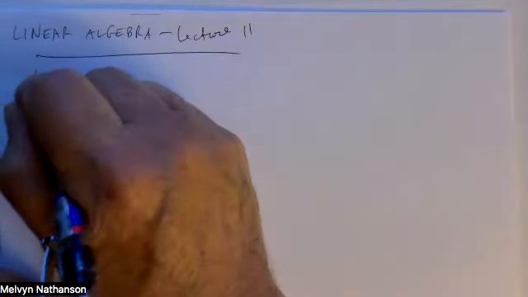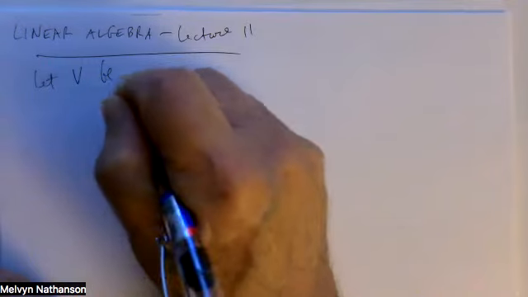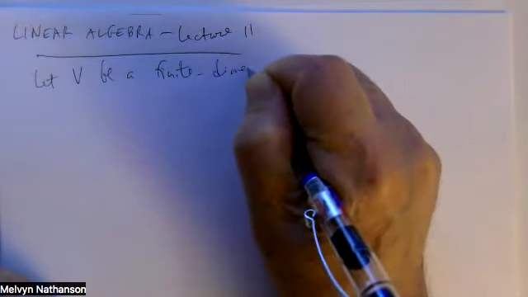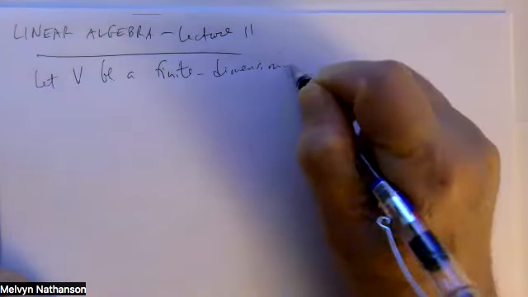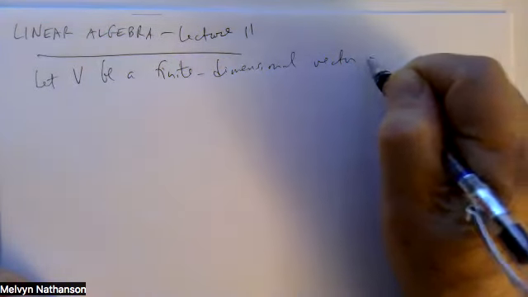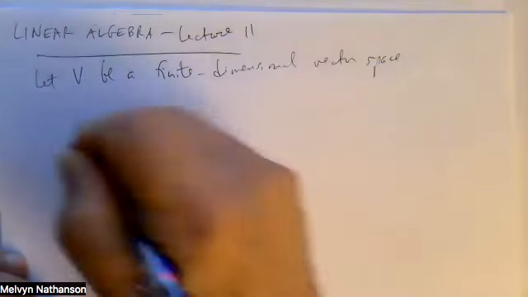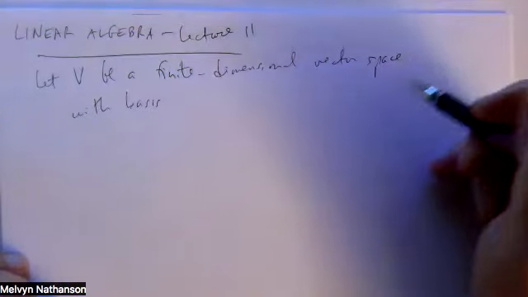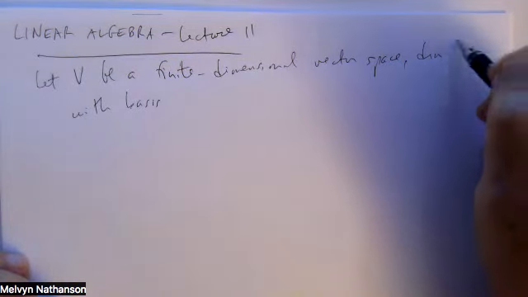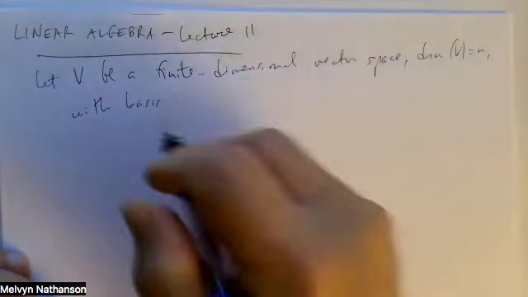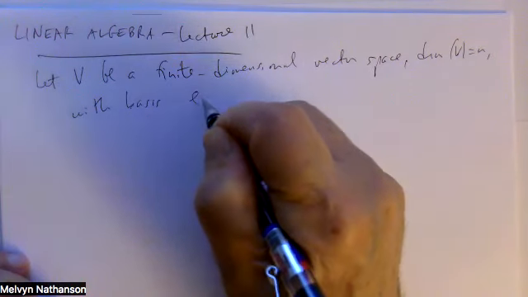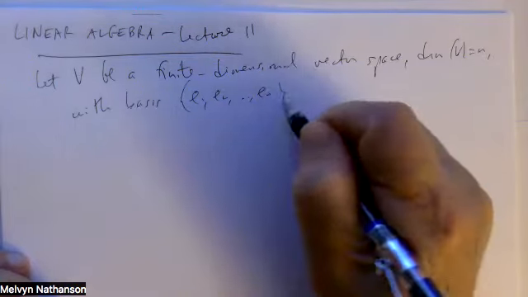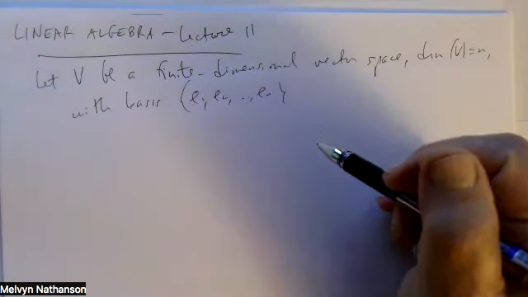So let V be a finite dimensional vector space with a basis. Let's say the dimension of V is n, with basis E1, E2 up to E sub n. So this is an ordered basis for the vector space V.